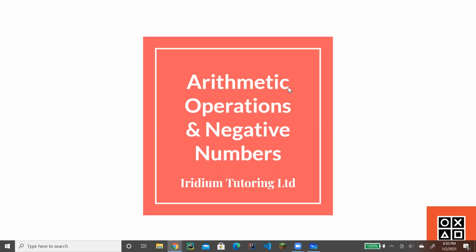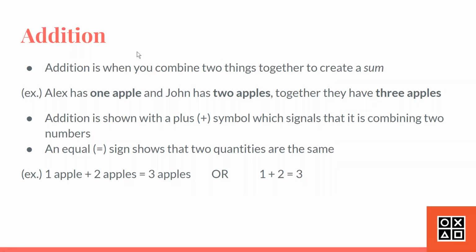Today we will be going over Unit 1, Section 1, Arithmetic Operations and Negative Numbers. It is important to get the basic fundamentals of algebra so that we can succeed in the future. First, we will be going over addition. Addition is when you combine two things together to create a sum.